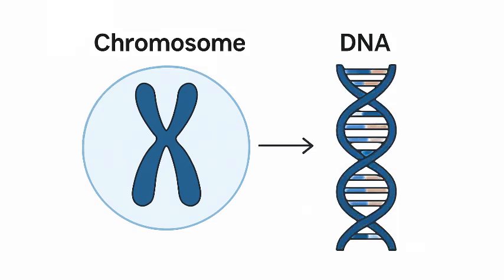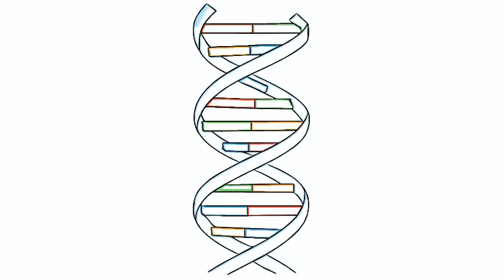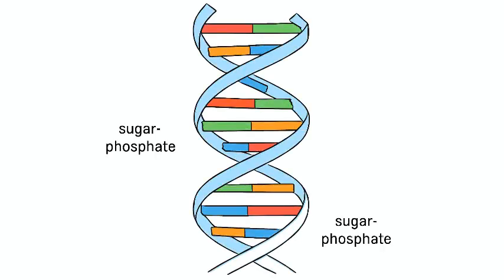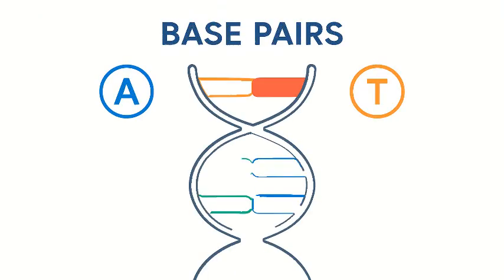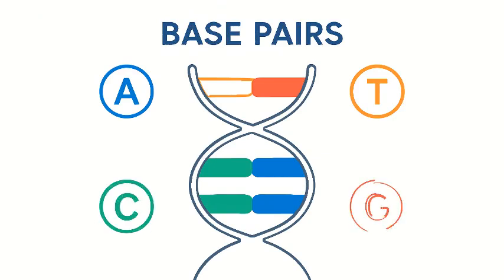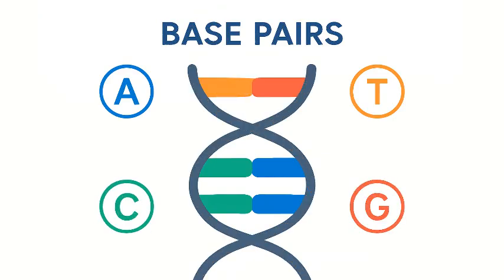A double helix looks like a twisted ladder. The sides of the ladder are made of repeating pieces of sugar and phosphate. You can think of these as the rails that hold everything together. The rungs of the ladder are made of base pairs. These are matching chemical letters.